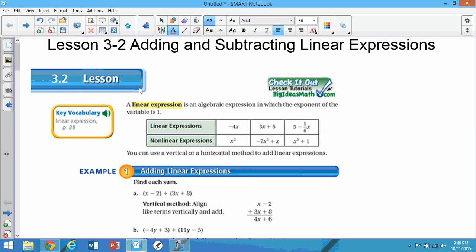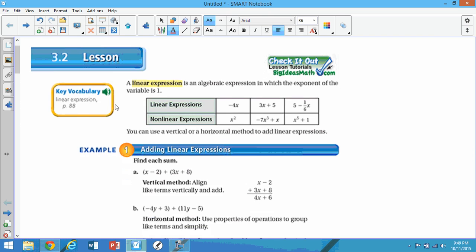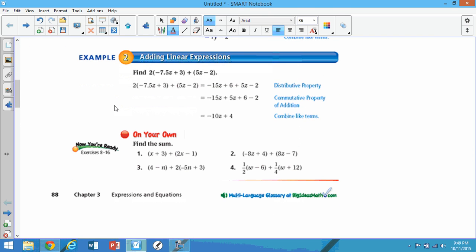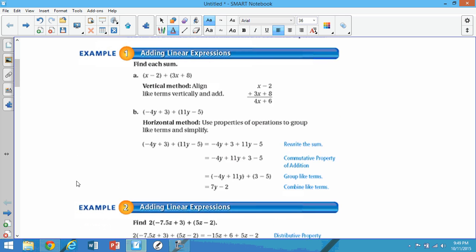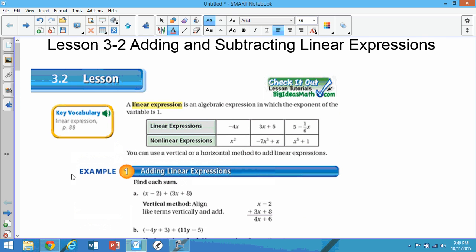Okay, this is chapter 3, lesson 2, adding and subtracting linear expressions. So I need you to open up your book if you're not already. Open to page 88. In order for you to do this, you first need to know the vocabulary. And if you don't know the vocabulary, it's going to make it tough.